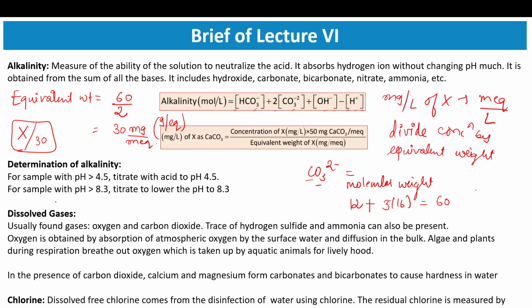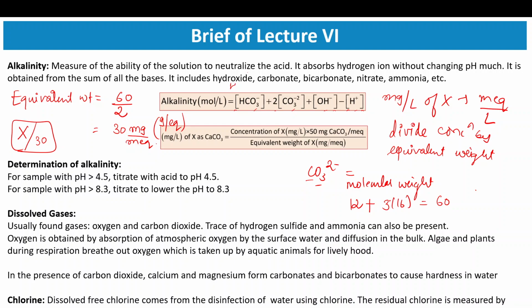Ma'am, I have one doubt. Alkalinity means only the base ions we can consider, ma'am? Yeah, carbonate, hydroxide, bicarbonate, and then ammonia. So all the basic ions you can consider because they have the tendency to neutralize the hydrogen, right?